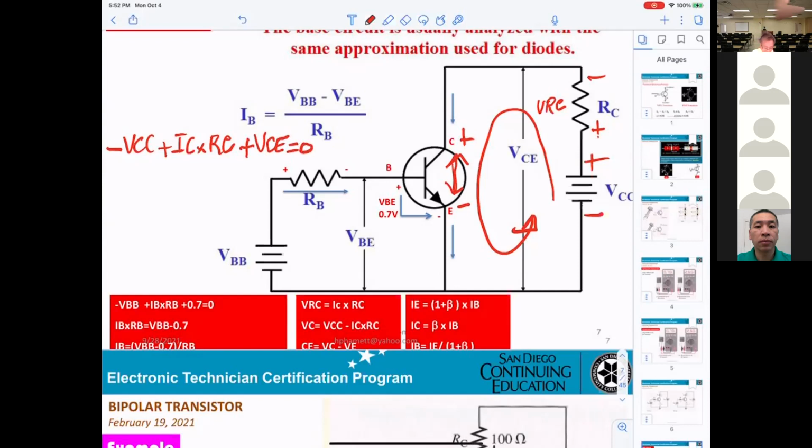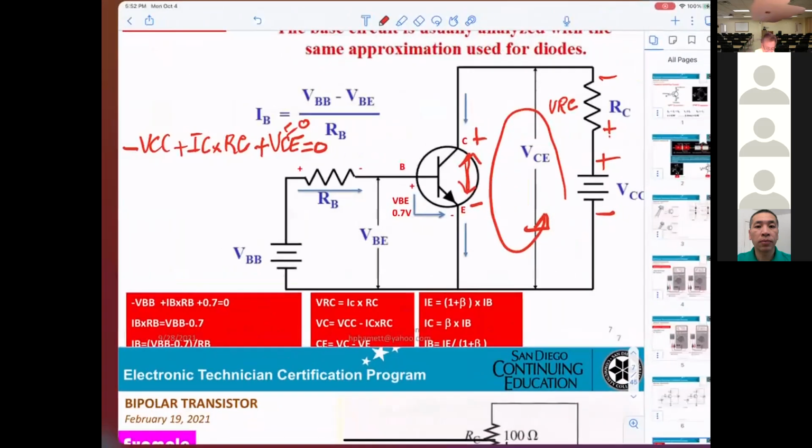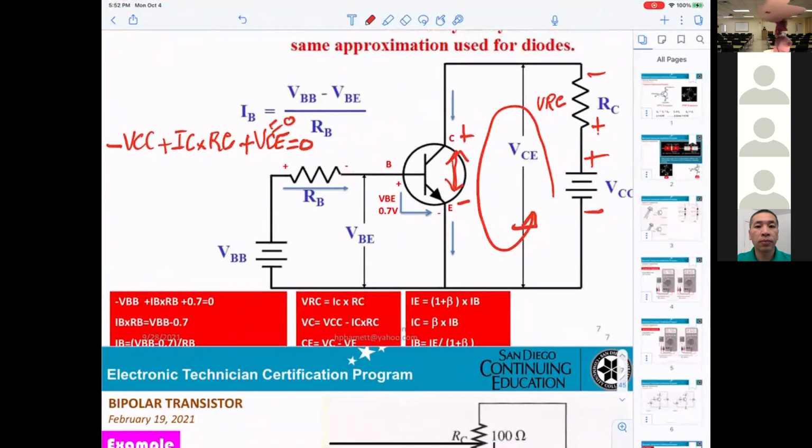Thank you, Mr. Pham. So VCE on this part equals 0, connected to the route. So now you only get minus VCC plus IC times RC equal 0. In this formula, if you want to calculate the IC, you move VCC to the right.